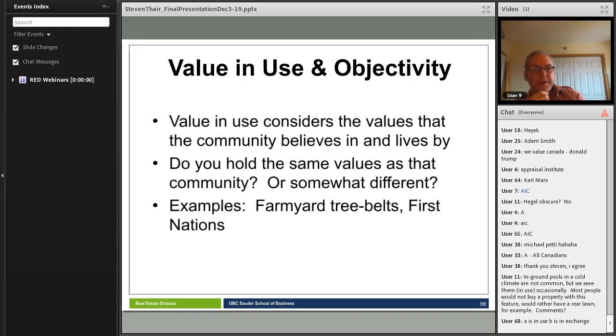So value in use considers the values that the community believes in and lives by. And then I ask the question, do you hold the same values as that community? Or somewhat different? I'm coming back to my example of the farmyard with the tree belts. And I happen to be a tree guy. I love trees. And I recognized real quickly that farmers didn't value trees as much as I did. If they had two or three rows for a windbreak, they were good.